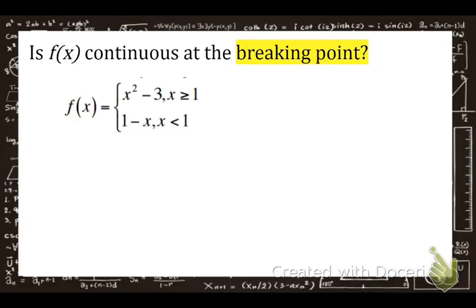Oftentimes we're asked to analyze continuity at a breaking point, so we talked a little bit about this earlier. If we're going to look at the limit as x approaches 1 from the right-hand side, plugging 1 into this first function, we get 1 squared minus 3. Well, 1 squared is 1, 1 minus 3 is negative 2. If I plug 1 into this function from the left-hand side, we get 1 minus 1 is 0. So since the limit from the right was equal to negative 2, and the left was equal to 0, since the left and right-hand limits are not equal to each other, we would say the function is not continuous.